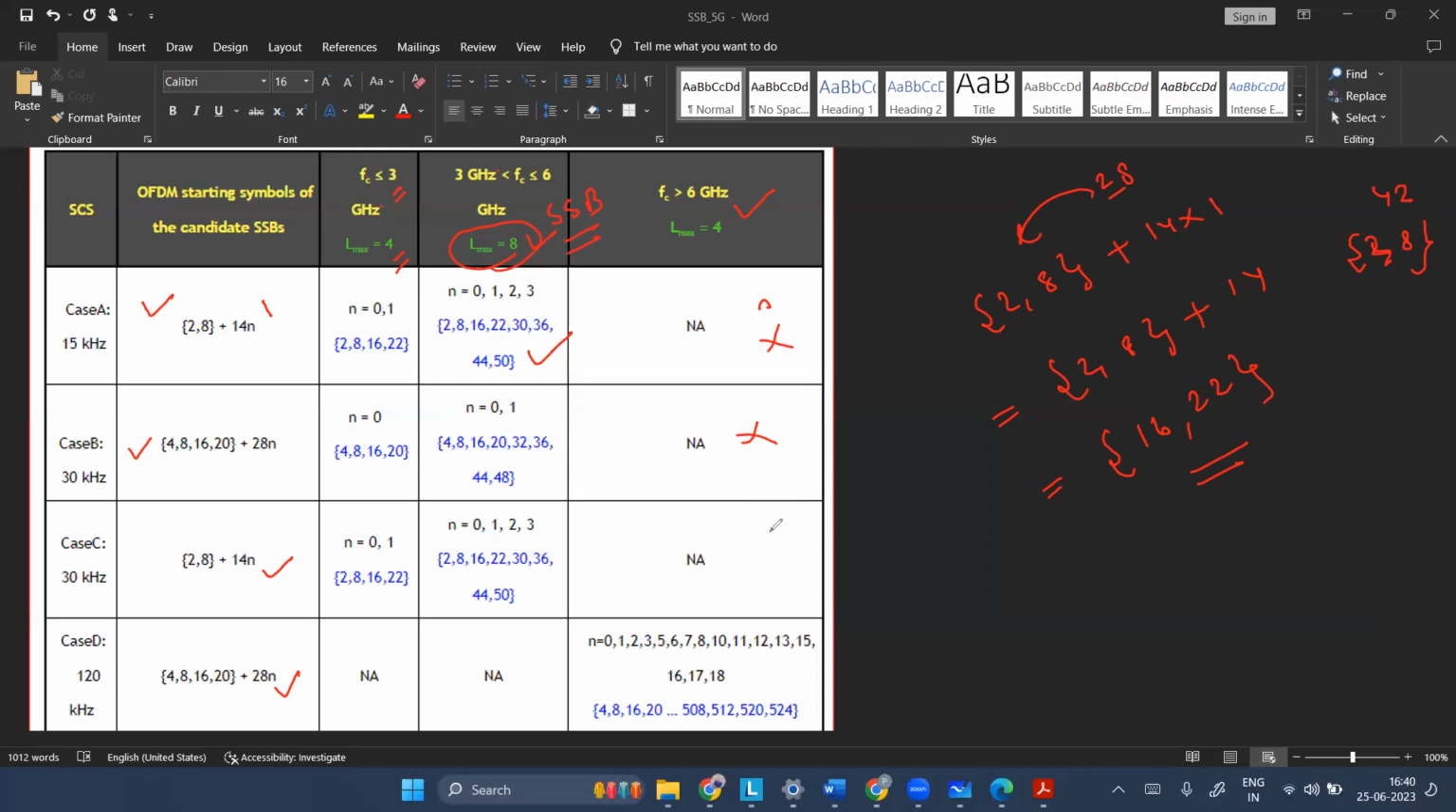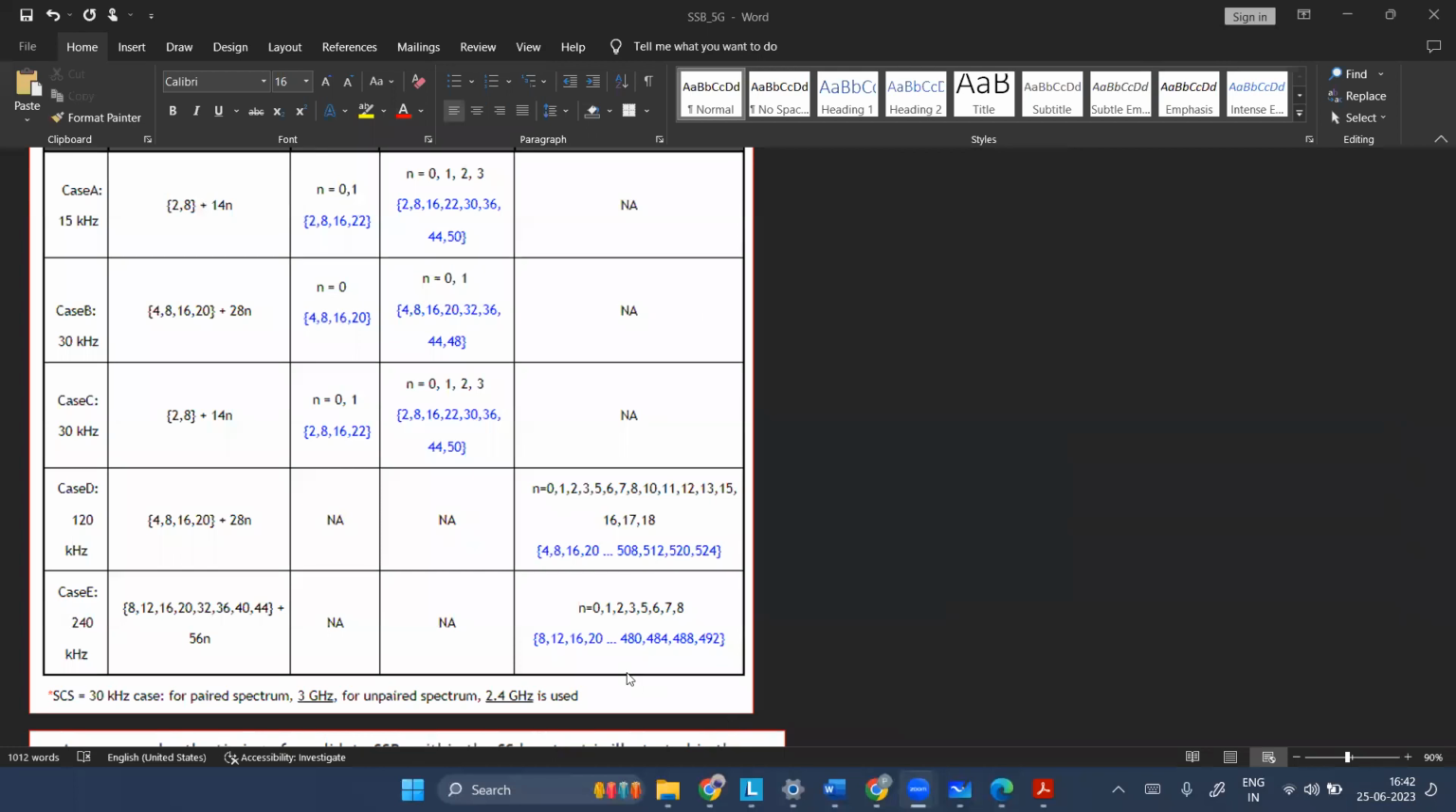SCS is your 30 kilohertz again. So I guess this discusses the same scenario. I know this is not the same. I guess this is basically telling us about the paired and unpaired spectrum. So for paired spectrum, 3 gigahertz is used, and for unpaired spectrum, 2.4 gigahertz is used. So that's why the two scenarios are given. Again, the calculation is the same.